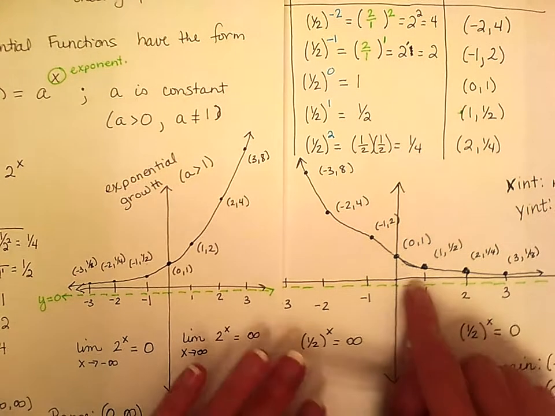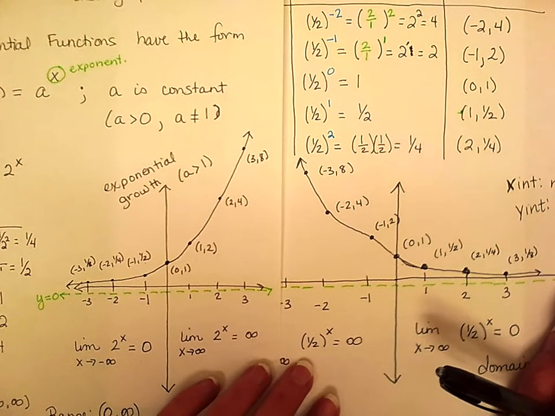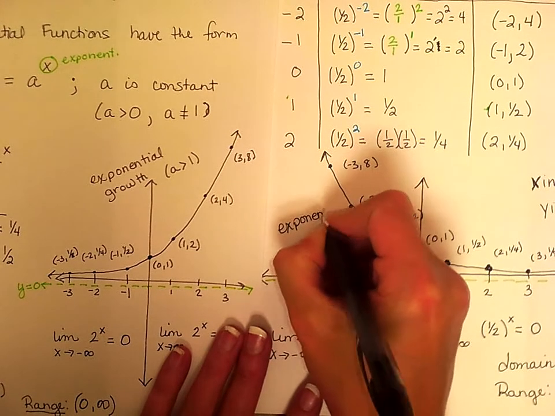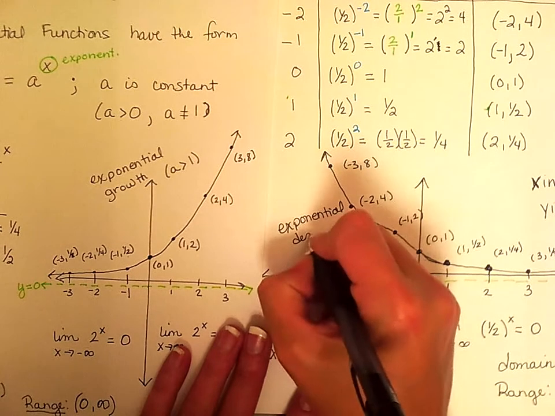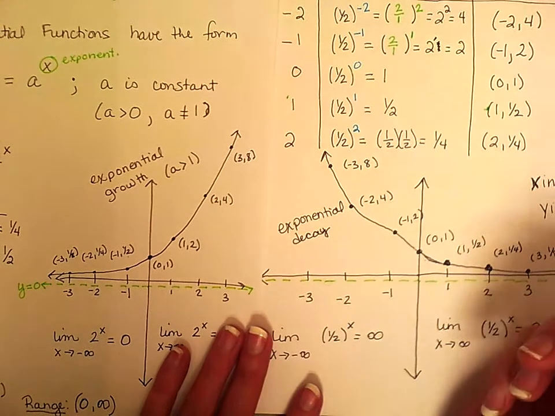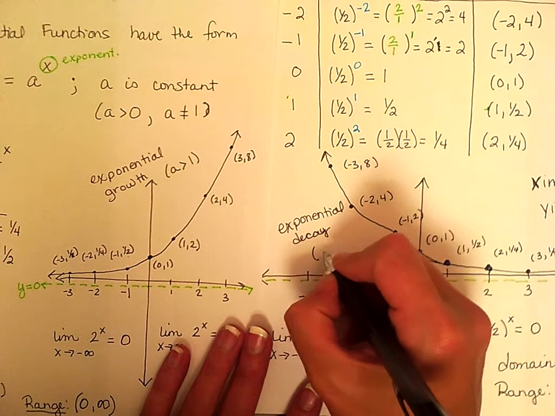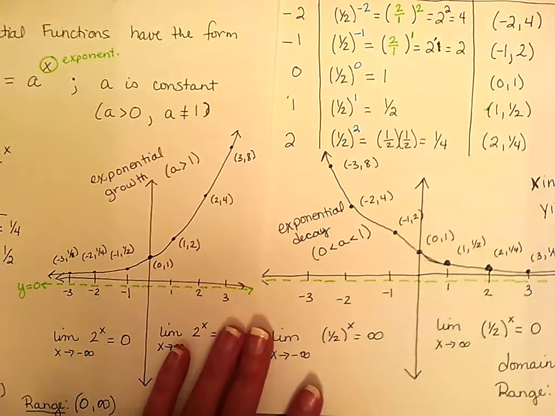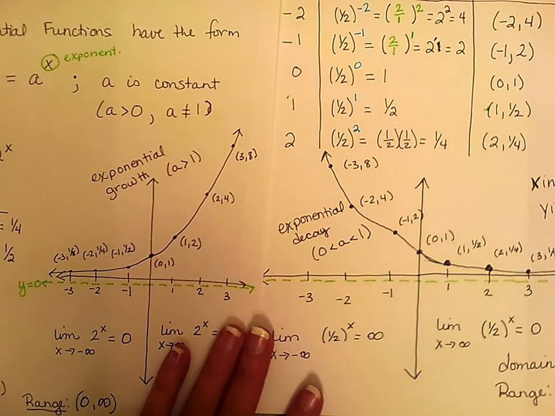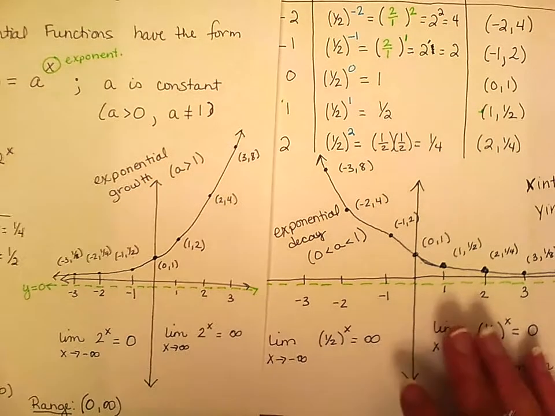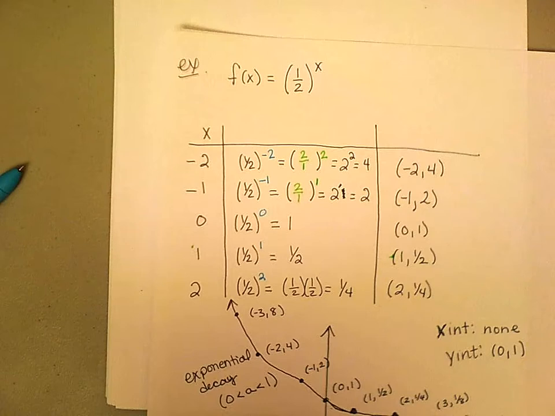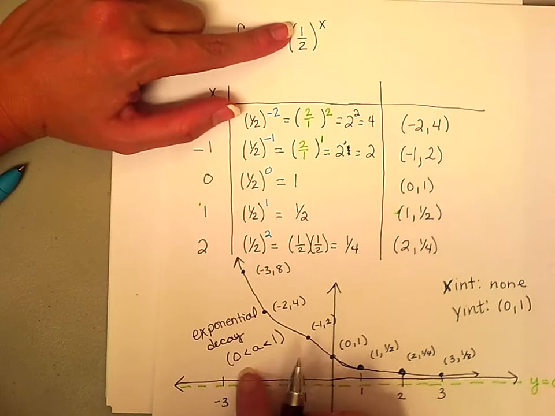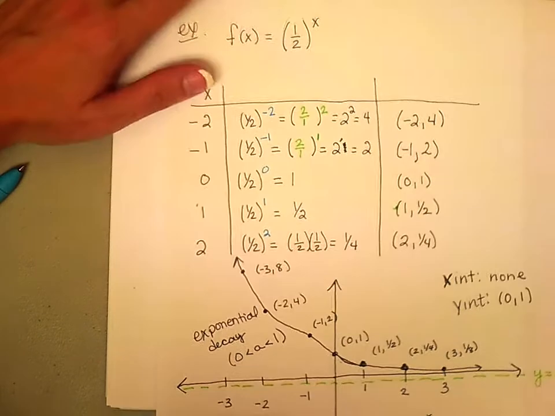Here, as x gets larger and larger, the graph is approaching 0, and so this is known as exponential decay. And that happens when a, our base, goes in between 0 and 1. Now let's look at one more way that we could also do this. In this case, a is 1/2, and so it is in between 0 and 1, and we get this exponential decay.